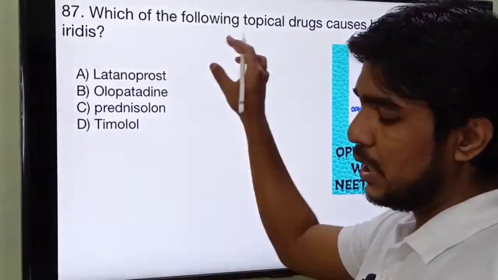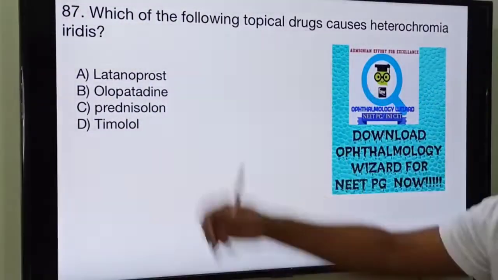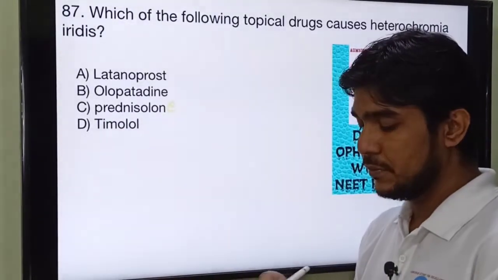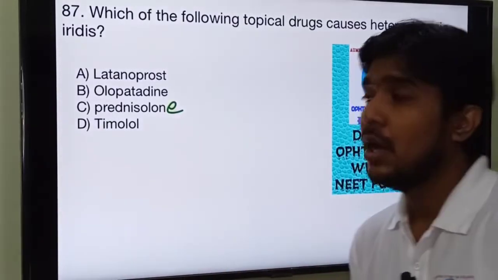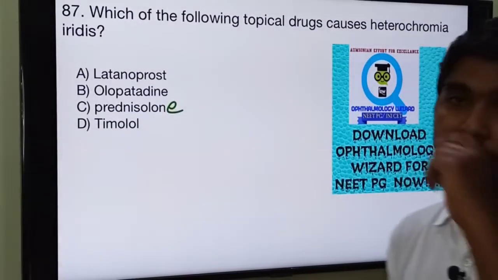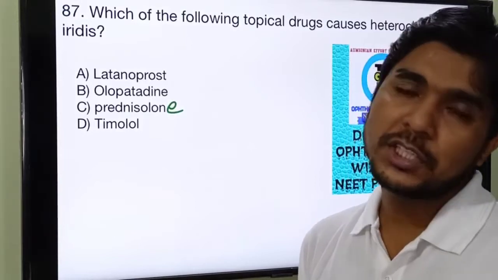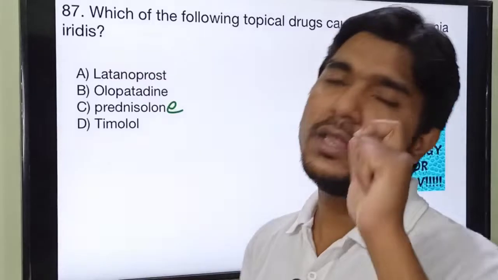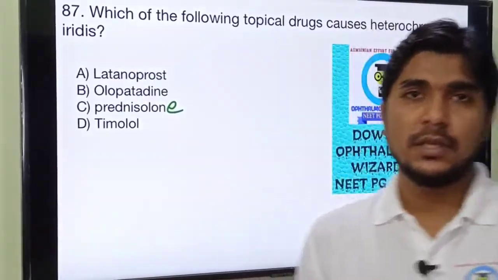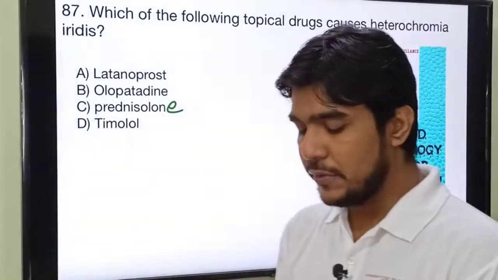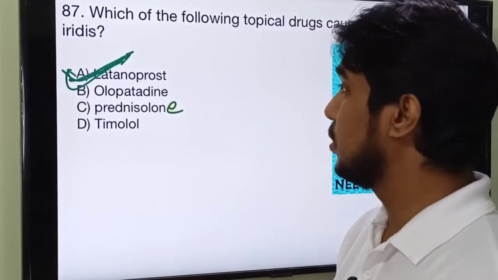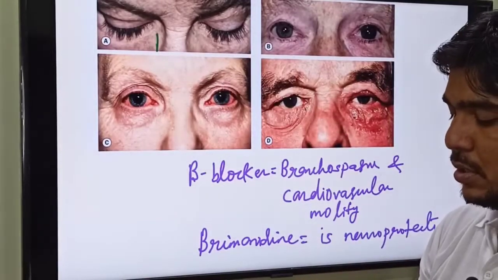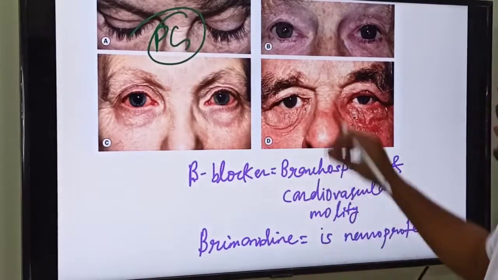Which of the following topical drugs is causing the heterochromia iridis? Latanoprost, olopatadine, prednisolone, or timolol? Answer: it's a prostaglandin which causes the heterochromia of iris along with the increase in the length of the eyelashes. So the answer for this question, very famous, is latanoprost. Can you see this? Increase in the eyelashes because of the prostaglandin.